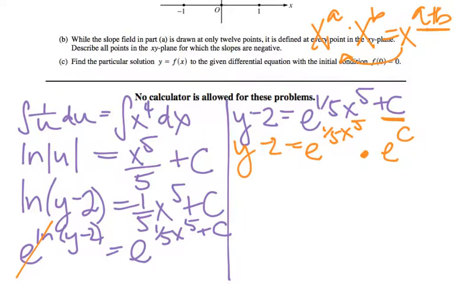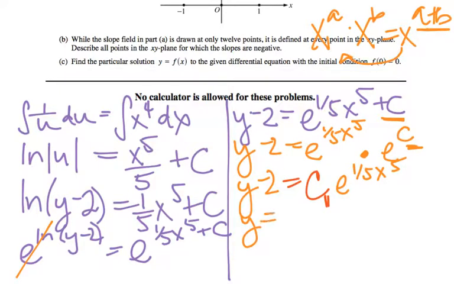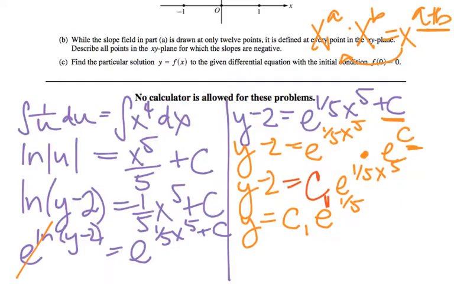Now remember, e to the c is just a constant. So I'm going to change that and just call it big C, or C1, to recognize that it's a different constant than we had over here. So we have C1 times e to the 1/5 x raised to the 5th, and y minus 2 over here. I'm going to add 2 to both sides. Y equals C1 times e to the 1/5 x to the 5th, plus 2.